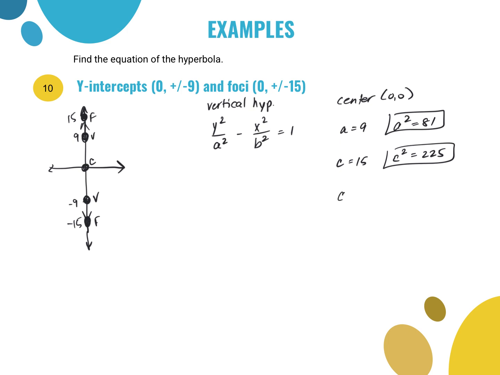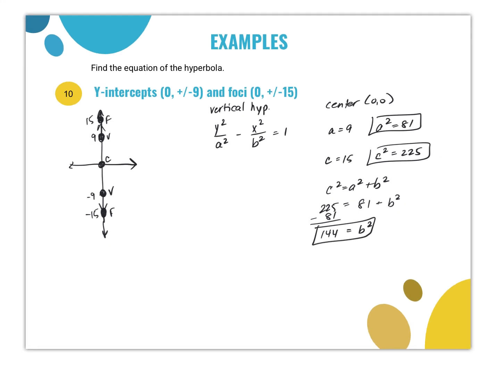So I know that c squared equals a squared plus b squared. 225 equals, a squared is 81, plus b squared. So I'm going to subtract 81 here, and I get 144 equals b squared. And I'm good there. I have everything I need. It's going to be y squared over a squared minus x squared over b squared equals 1, and there is my equation of my hyperbola. And I don't have to graph, find asymptotes, or do anything else.